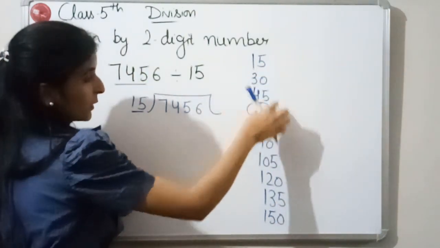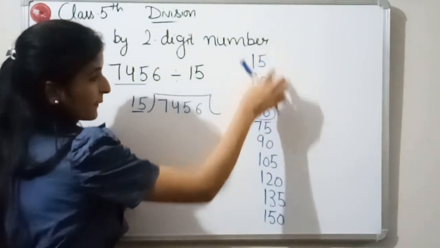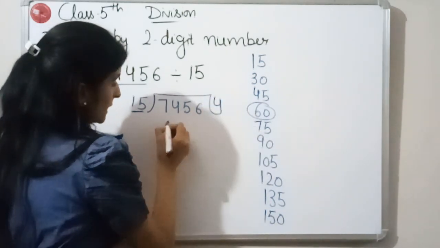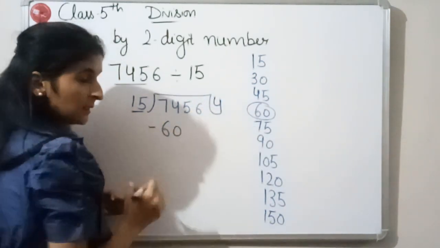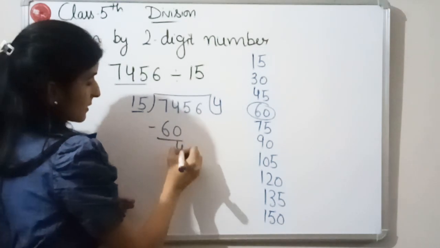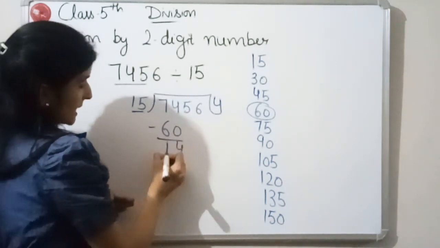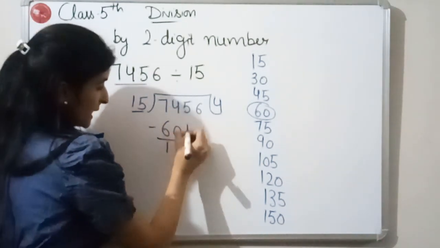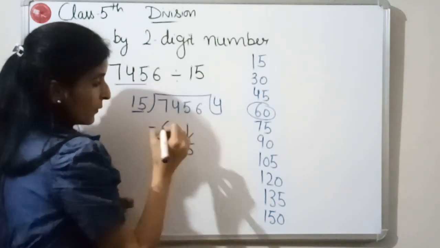And it is on 4. 1, 2, 3, 4. So 15 fours are 60. Fine. Now 4 minus 0 is 4. 7 minus 6 is 1. Now we have to take the next digit which is 5.